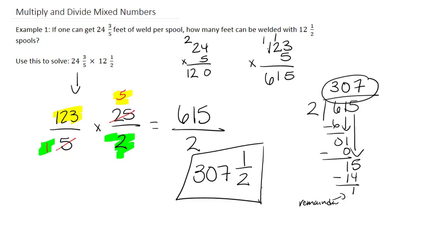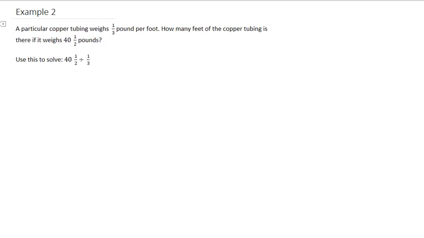Now let's do another example. Example 2. A particular copper tubing weighs 1/3 pound per foot. How many feet of copper tubing is there if we have one that weighs 40 and 1/2 pounds? So we're trying to figure out how many feet there are. We're going to do 40 and 1/2, and we're going to divide it by 1/3. So first, what we're going to do is make this into an improper fraction. So 2 times 40 is 80, plus 1 is 81 over 2. Then we have divided by 1/3.